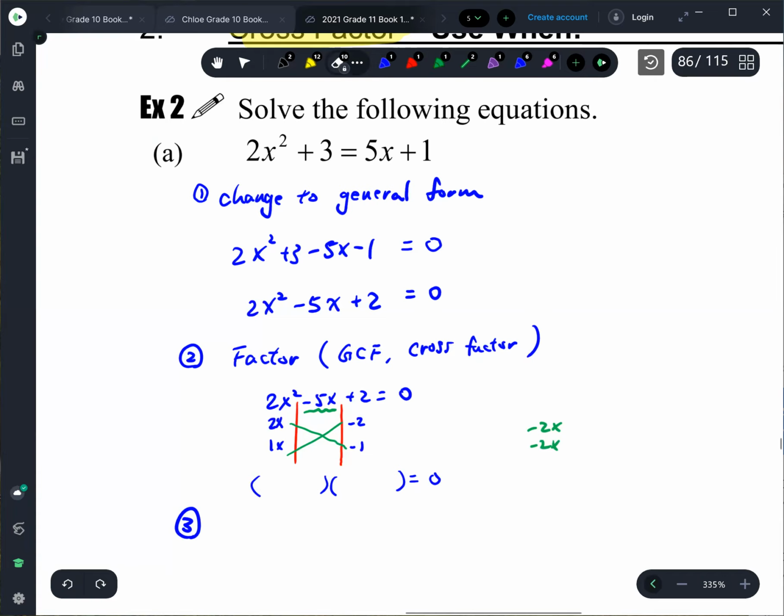Instead of negative, because there's not many choices, right? For 2, it is either 1 times 2, or negative 1 times negative 2. So the other way to manipulate it is to flip it.